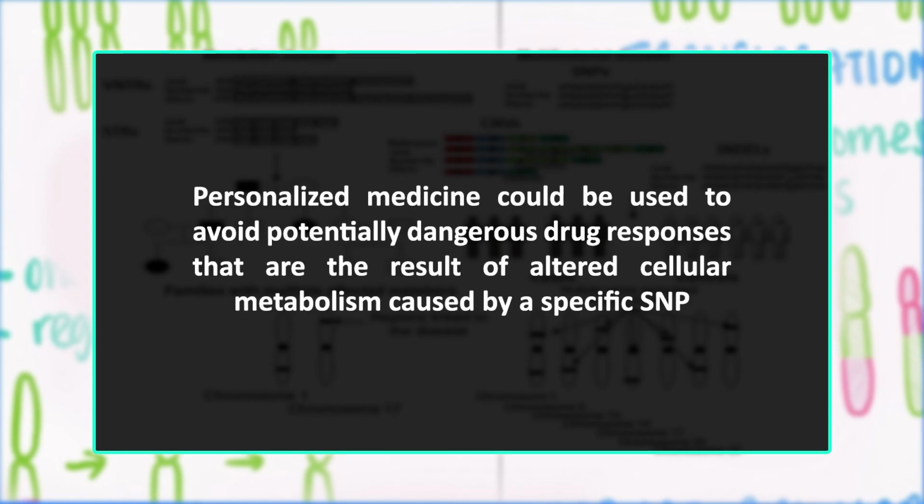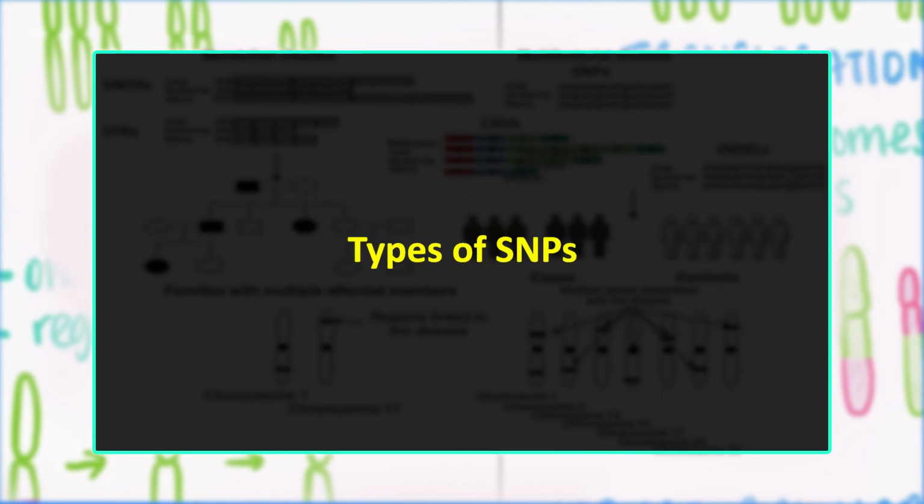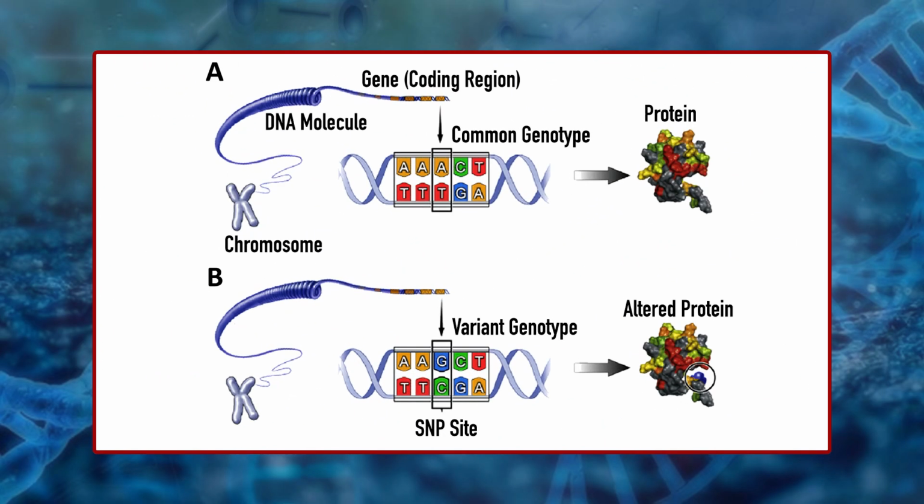Dear students, let's now discuss the types of SNPs. Single nucleotide polymorphisms may fall within coding sequences of genes, non-coding regions of genes, or in the intergenic regions, that is, regions between genes. SNPs within a coding sequence do not necessarily change the amino acid sequence of the protein that is produced, due to degeneracy of the genetic code.